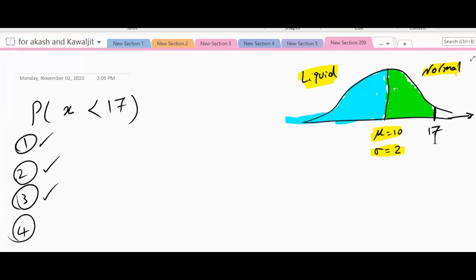Because the table is based on Z, not based on real numbers, not based on amount of liquid or the weight of chips in a box or the opinion of people. That table is organized based on Z, the number of standard deviations that each point is far from the mean. So what is the Z for this point? Zero. What is the Z for this point?